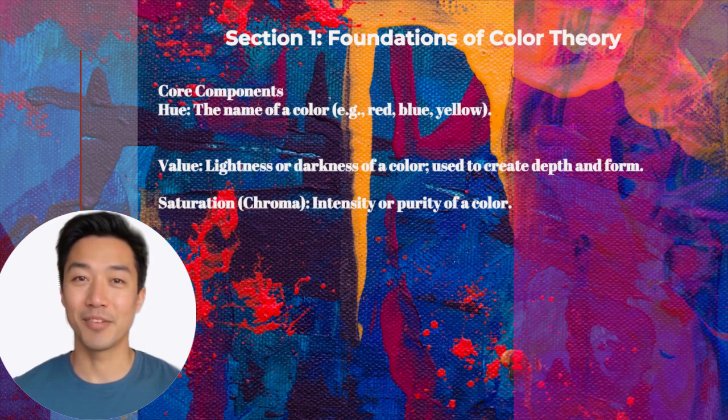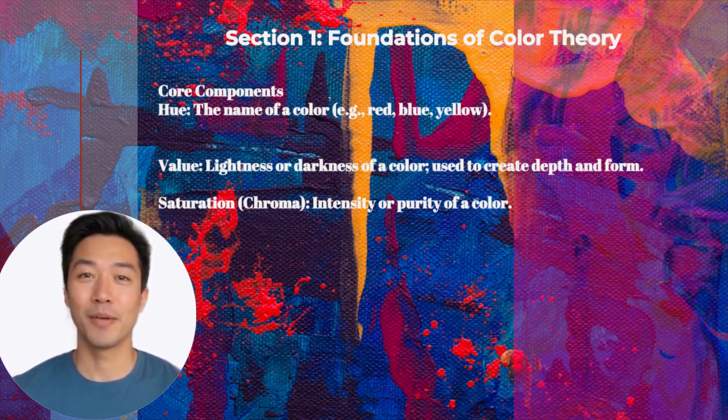Section 1. Foundations of Color Theory. Core components. Hue, the name of a color, e.g., red, blue, yellow. Value, lightness or darkness of a color, used to create depth and form. Saturation, chroma, intensity or purity of a color. Temperature, warm colors, red, orange, yellow, versus cool colors, blue, green, violet. Scientific perspective, the color wheel, rooted in Newton's optical studies.